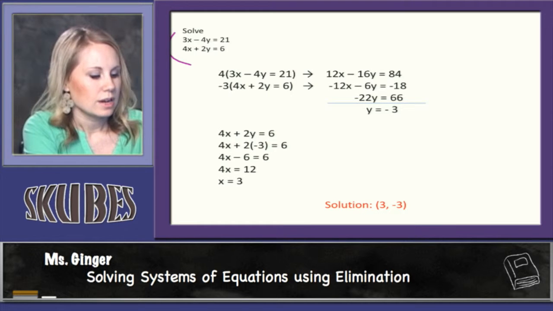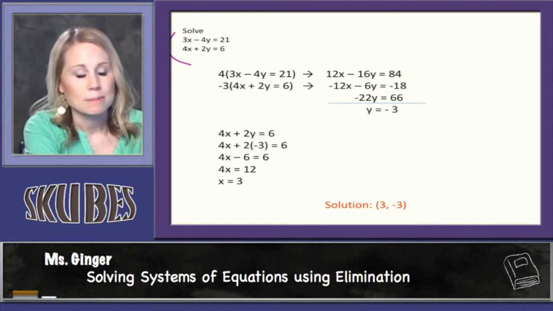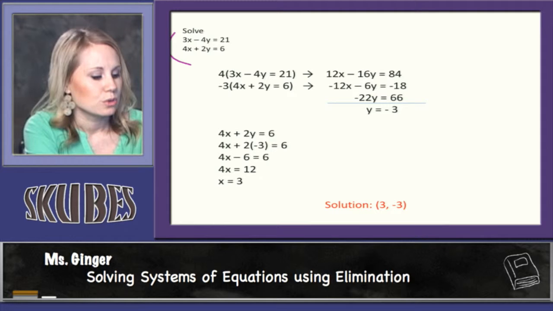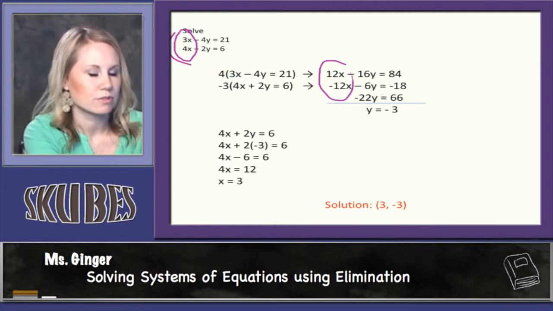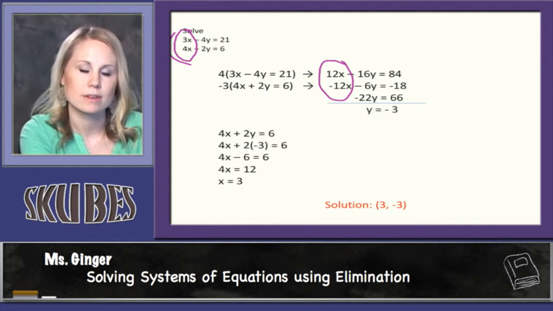So what we've done here, this is just one option, there are many, but we've decided to multiply the top by 4, the top whole equation, and the bottom by -3, so that we can make the x's here be the same number, different signs. See how that happened there?